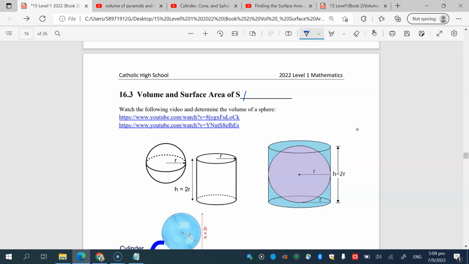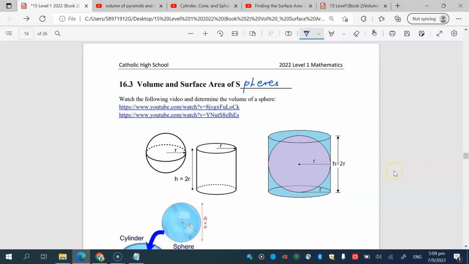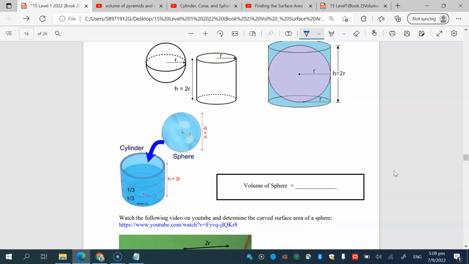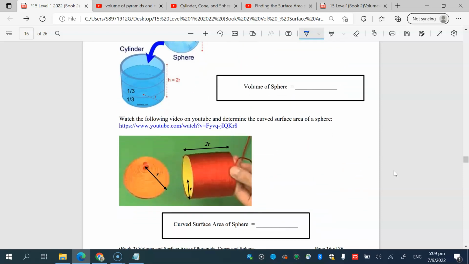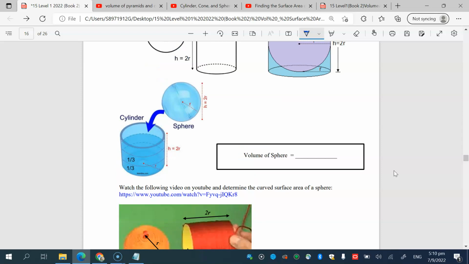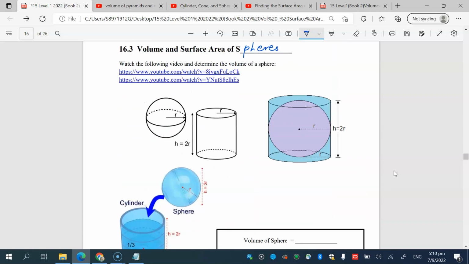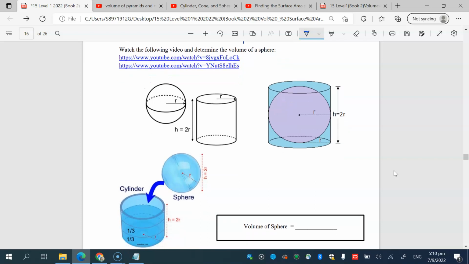Area of spheres. In the description box below, I have shared two videos, one on volume of sphere and one on surface area of sphere. Please go and watch both, and then you'll be able to deduce the formula for volume and surface area of sphere. Watch that and come back to this video. I hope you have watched both the videos.